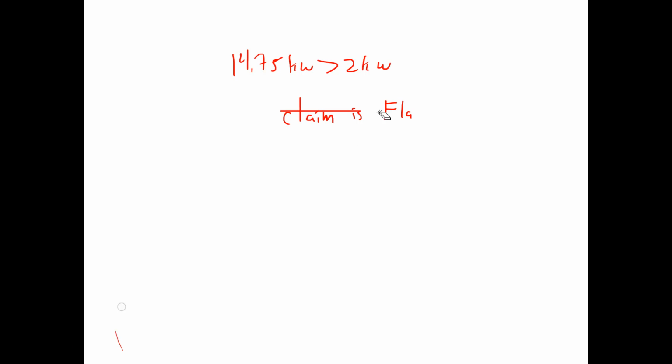Excuse me, let me rewrite that. The claim is false, right? So we just proved that the claim is false based on a first law analysis. All right, so that's the first example problem. We're going to move forward to completing 2 more. So with that said, let's look at the second one.